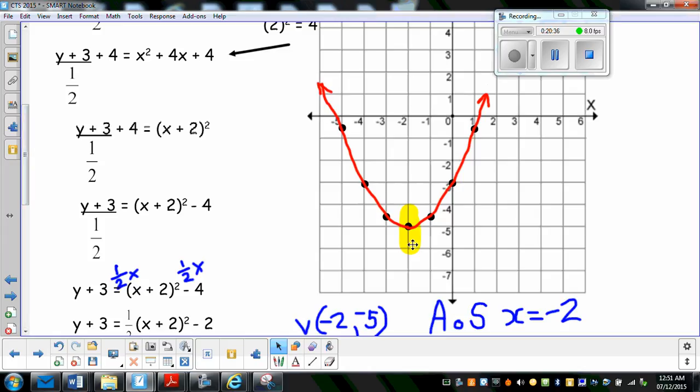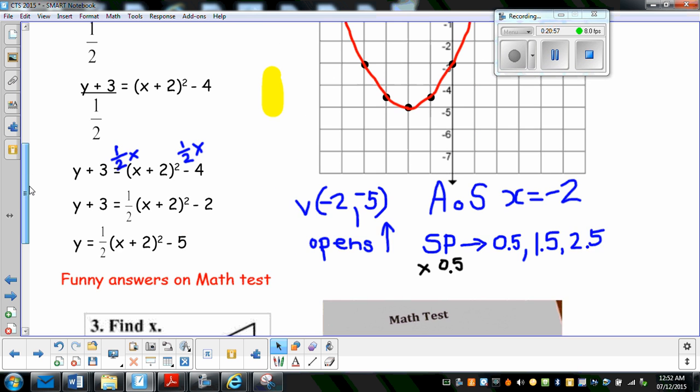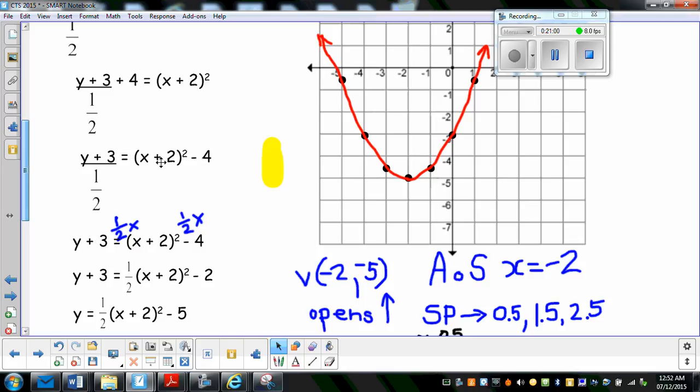And then my step pattern is over 1, up a half. Then it's over 1, up 1.5. So there's up a half, there's up 1.5. And now over 1 and up 2.5. So 1, 2.5. So that's what the parabola of y equals 1/2 x plus 2 squared minus 5 looks like.